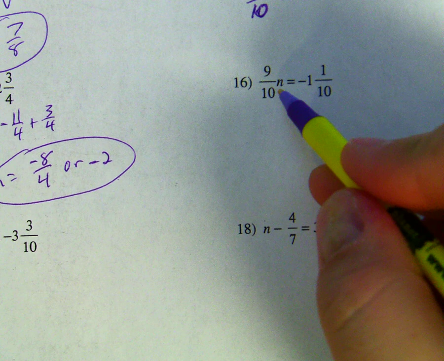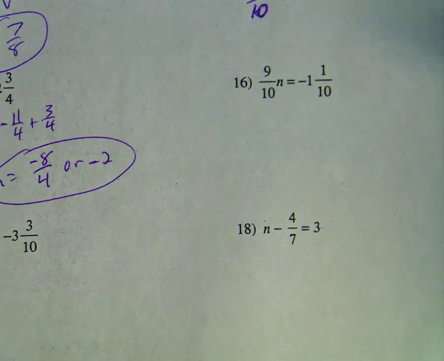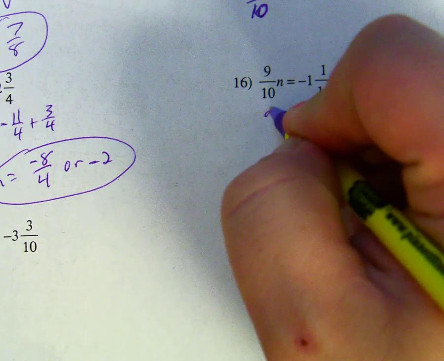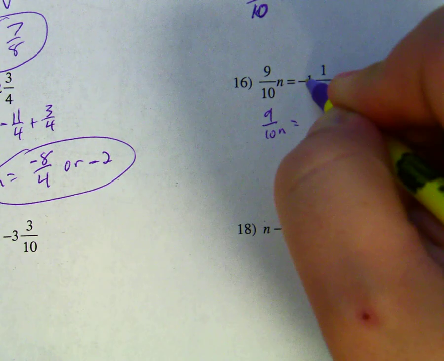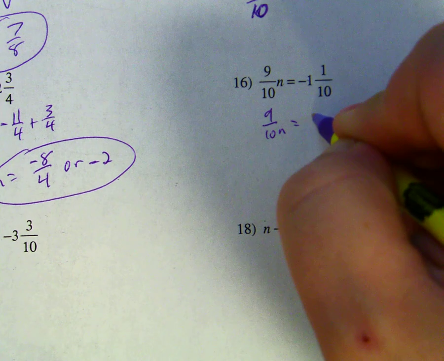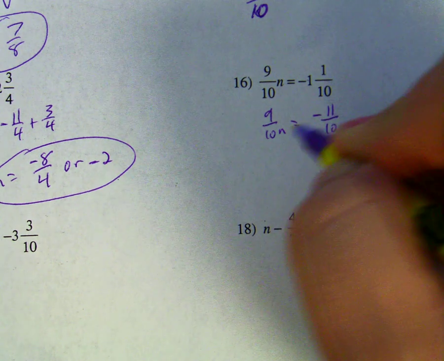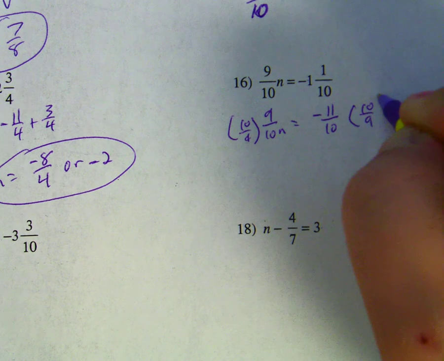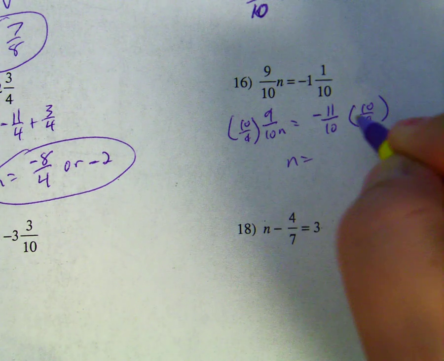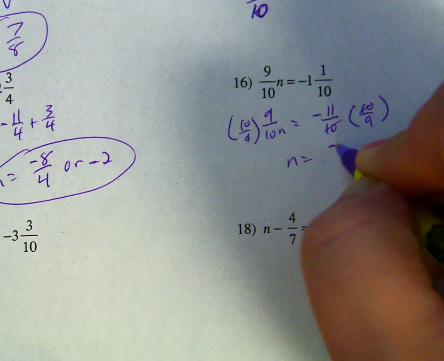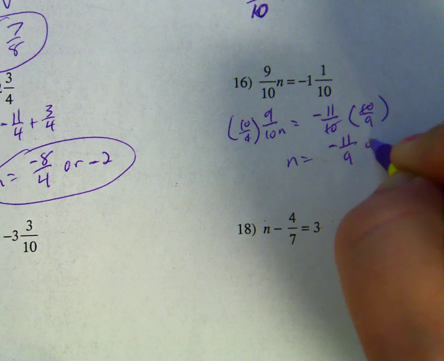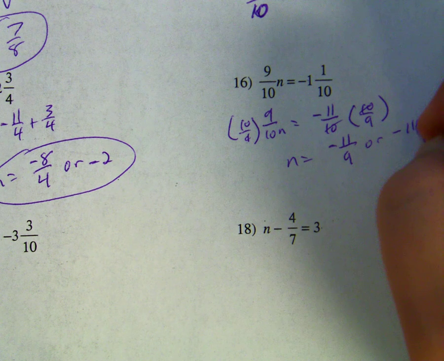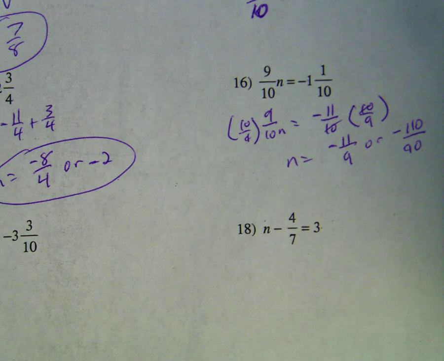On this one here, you're multiplying, so you're going to divide by 9/10. The same thing as dividing by a fraction is multiplying by its reciprocal. So before I do that, I'm going to convert this into an improper fraction. 1 times 10 is 10, plus 1 is 11. So you have negative 11 over 10 multiplied by 10 over 9, and n would be negative 11 over 9. Or if you didn't cross cancel there, you would get negative 110 over 90. Either way.